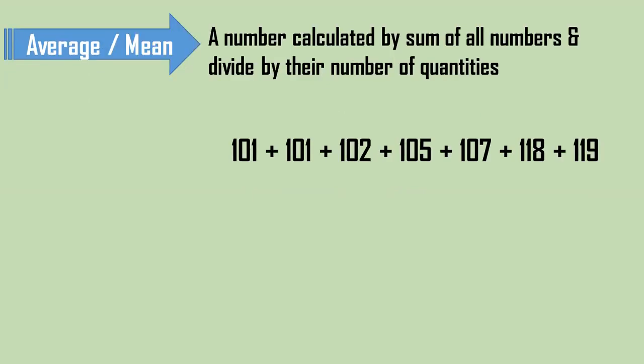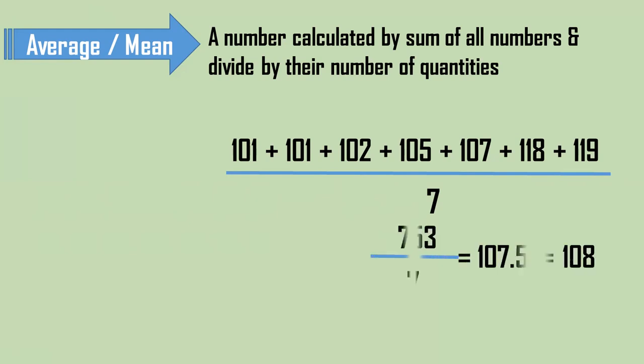The average, or the mean value. A number which is calculated by the sum of all numbers divided by the number of quantities is the average. For example, in this data, if we add all the numbers and divide by 7, we get 753 divided by 7, which is 107.57, or in a whole number, 108. So this is our average or mean number.